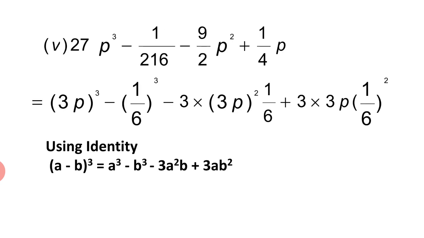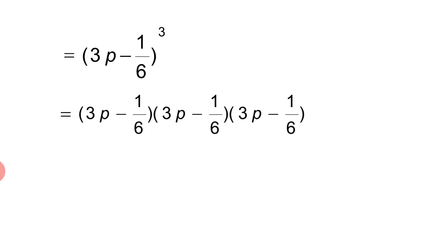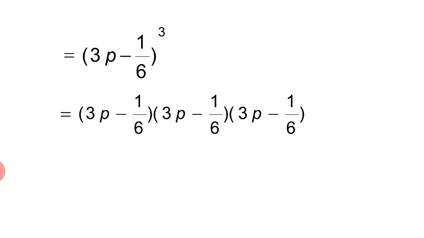You must understand and you should work on this kind of problem. Okay. So (3p minus 1 by 6) whole cube. So (3p minus 1 by 6), (3p minus 1 by 6) and (3p minus 1 by 6). Is it okay? Remaining problems you will solve on your own. Now verify, it is very easy. You have to prove LHS is equal to RHS.